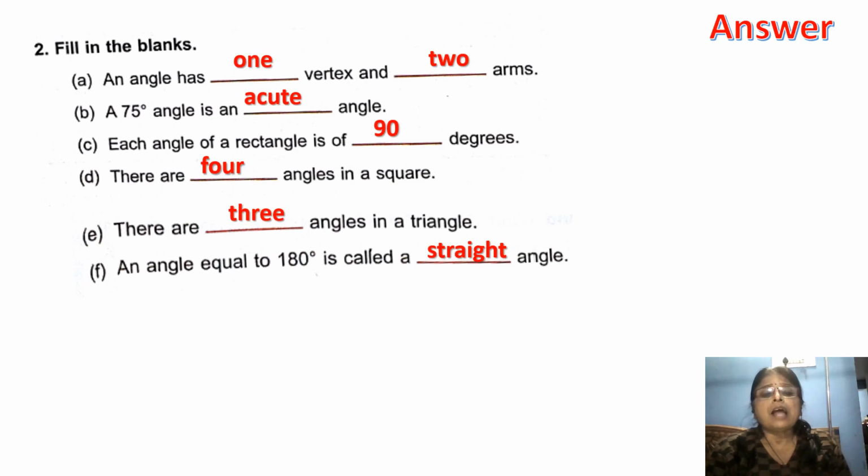Now the answer: an angle has one vertex and two arms. A 75-degree angle is an acute angle because it is less than 90 degrees. Each angle of a rectangle is of 90 degrees. You know there are four angles in a rectangle and the measure of one angle is 90 degrees. The next question, there are dash angles in a square, that is four angles in a square. There are three angles in a triangle. An angle equal to 180 degrees is called a straight angle.